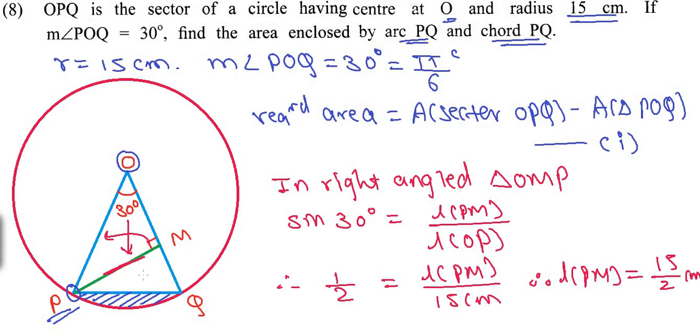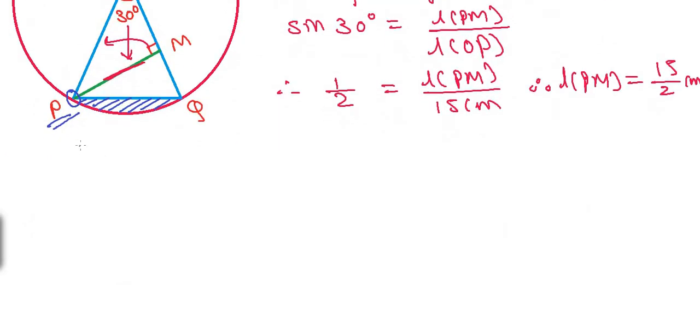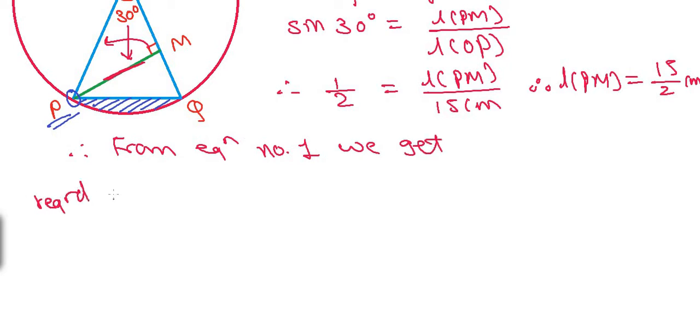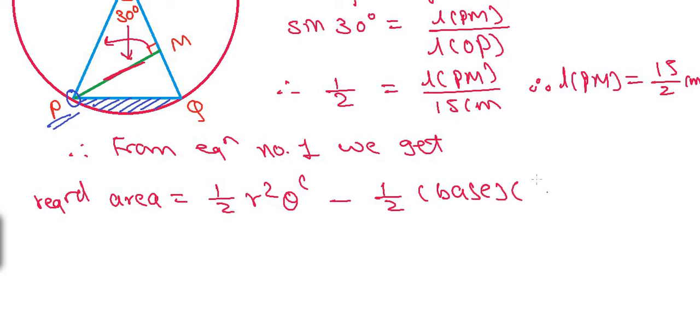Now let us substitute the values in equation number 1. Therefore, from equation number 1, we get required area is equal to area of sector OPQ. The formula for area of sector is half into r square theta in radian, minus area of triangle OPQ, which is half multiplied by base multiplied by height.